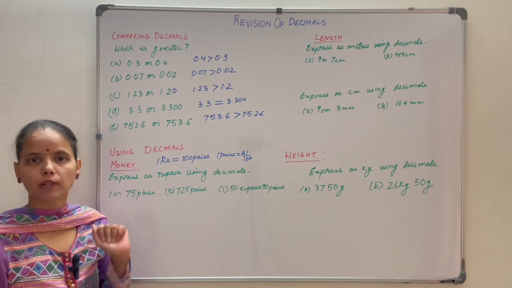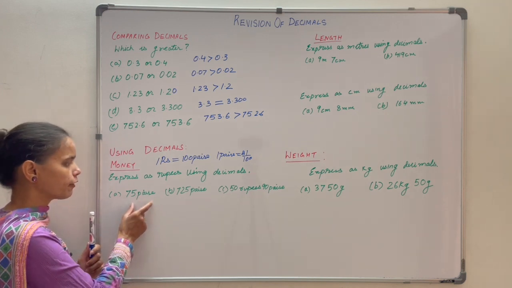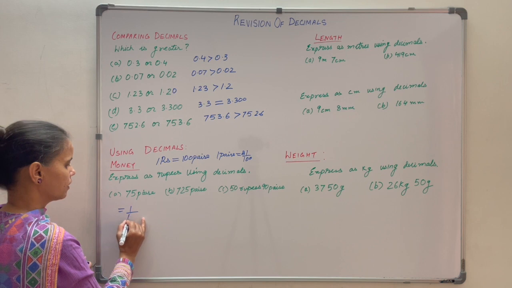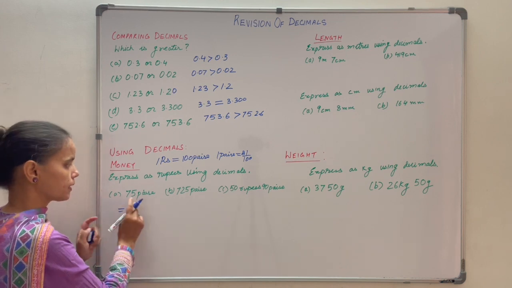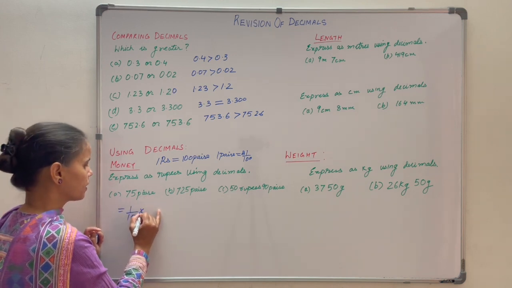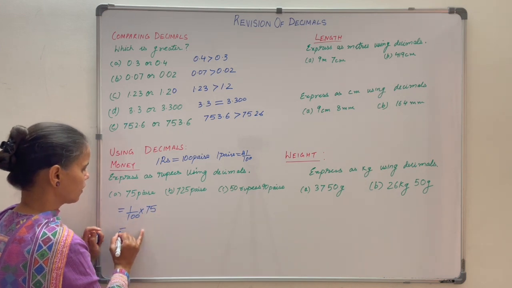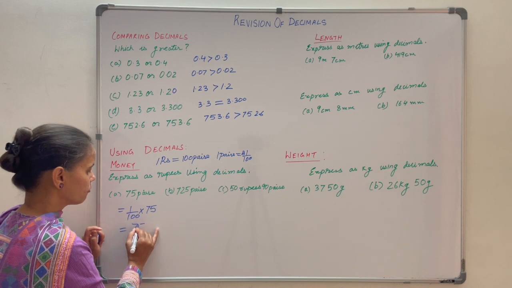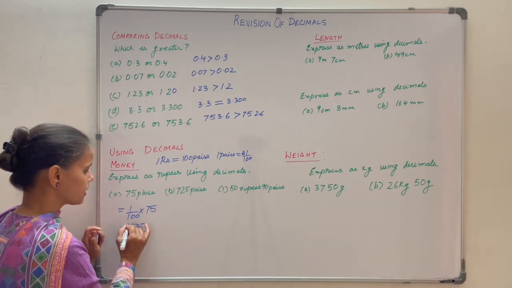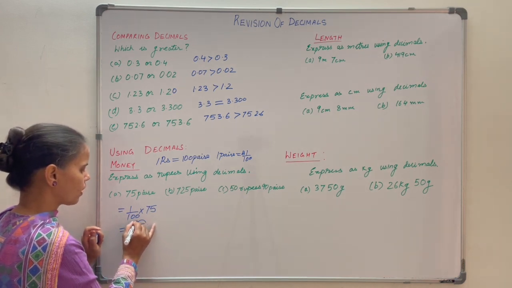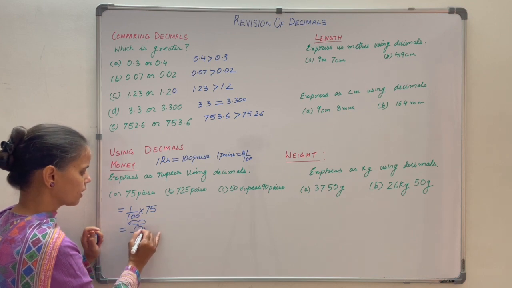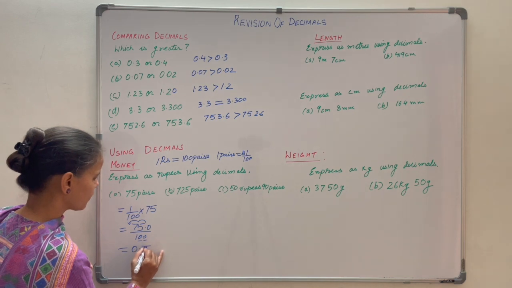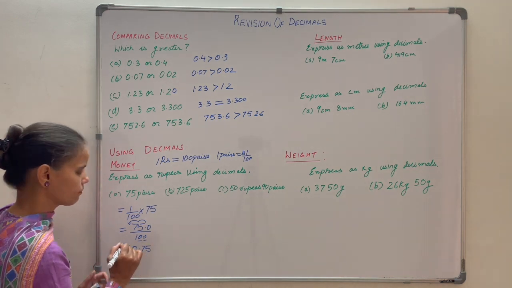1 paise is 1 upon 100 rupees. So 75 paise means 1 upon 100, this is for 1 paise. So how many paise in rupees? Into 75. So this is 75 upon 100. Division by 100 will shift the decimal points towards left. How many digits? 1, 2, because there are 2 zeros. Initially it is here. So how much it is? 0.75 rupees.